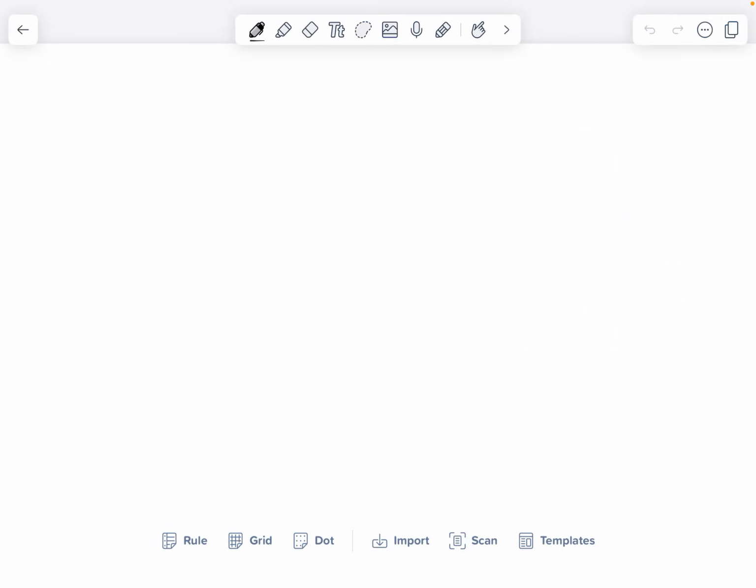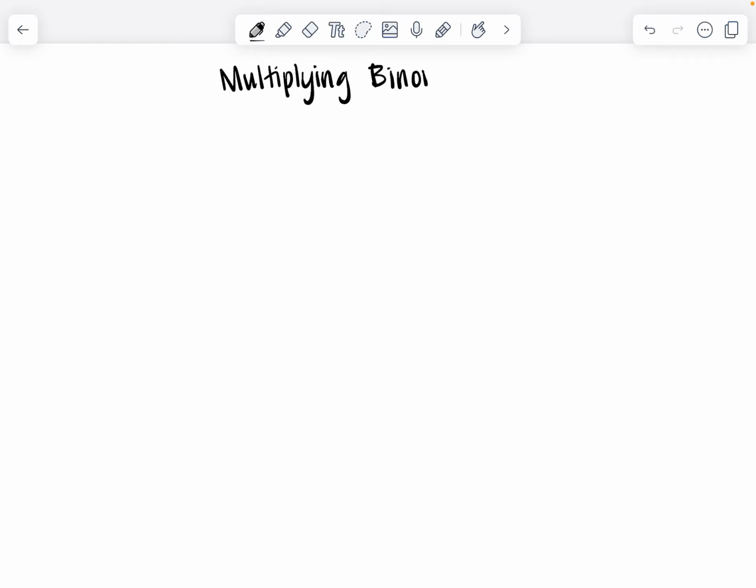Today we'll be learning how to multiply binomials. Binomials are polynomials that have two terms. So we're going to be focused on just two-term polynomials for this first part.